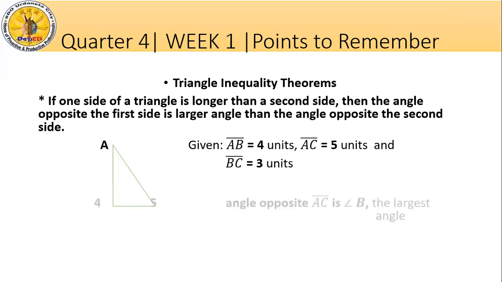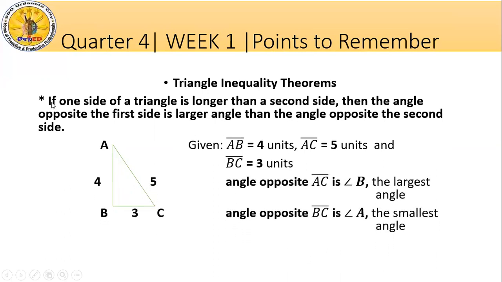Example here, in triangle ABC, we could see that line segment AB has 4 units, AC has 5 units, and BC is 3 units. Which is the longest side? It's line segment AC with 5 units. And what is the angle opposite AC? It's angle B. So since this is the longest side, the angle opposite this is the largest angle, which is angle B.